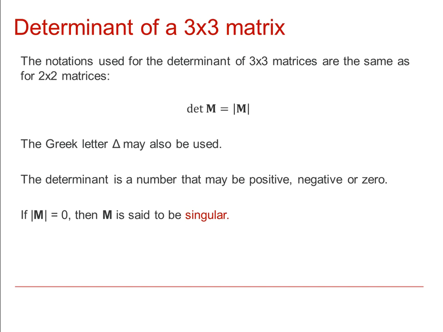For 3 by 3 matrices, the notation and the idea of singularity are still the same. So we refer to the determinant of M either by saying det M, or using the symbol with the two straight lines, or we can call it delta, using the Greek capital letter delta. And as I've already said, if the determinant is equal to 0, then M is singular, so we won't be able to find the inverse of the 3 by 3 matrix.